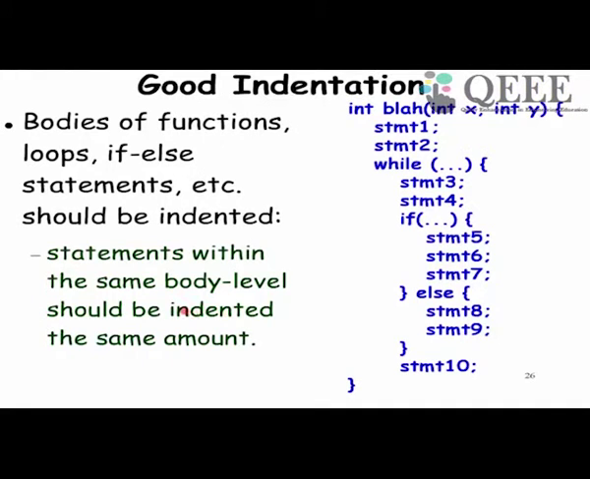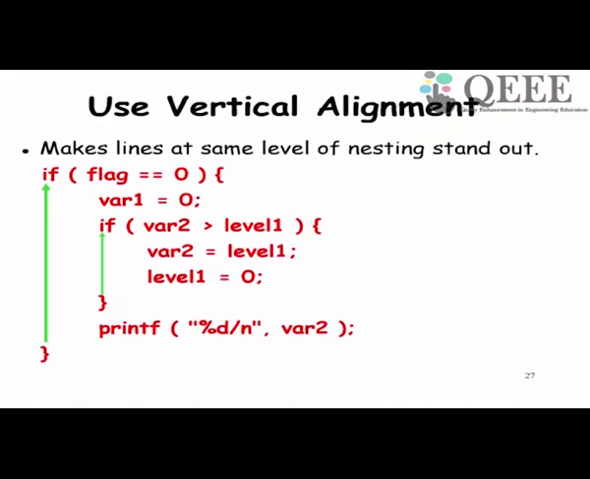So the first is indentation. All blocks of the code, especially the block associated with the while statement or the if statement, should be properly indented. So this is just a small example. Looking at any statement, we know which block it belongs to. This statement belongs to this block, and so on. All statements inside belong to this block, and so on.